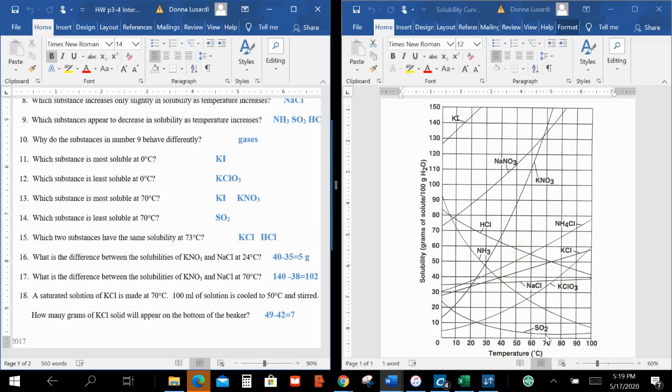Which two have the same solubility at 73? The lines for HCl and KCl cross at about 50 grams soluble at around 73 degrees.